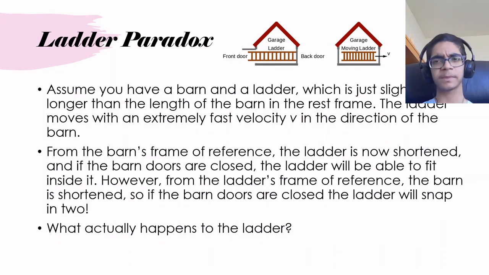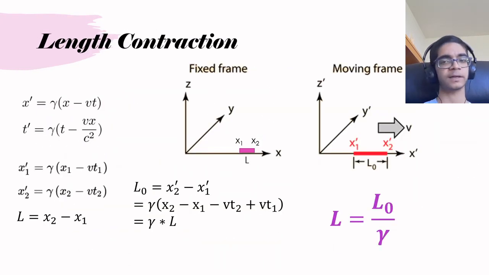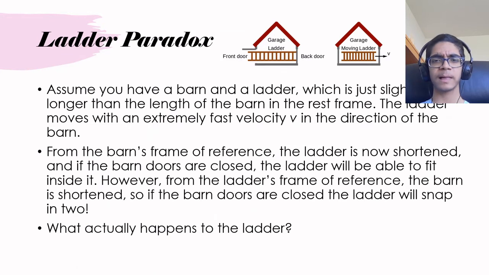Let's also think about this from the ladder's perspective. So if we go back to our example of length contraction, now the ladder is in the fixed frame, and the barn is what appears to be moving. So for the ladder, the barn's length is going to be length contracted, because the barn is going to be appearing to move with some gamma as well. So the ladder is thus going to be longer than the barn, so the ladder can't fit inside the barn. But if the ladder can't fit inside the barn, then if the barn doors are closed, the ladder is going to snap. So this seems paradoxical, because if you're looking at it from one frame the ladder is intact, and in the other one the ladder snaps, something seems slightly wrong here.